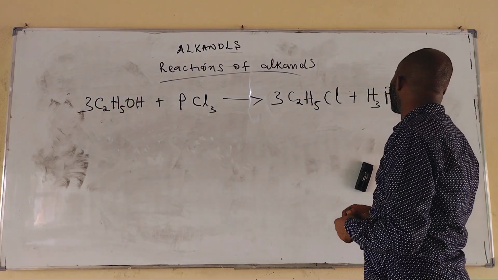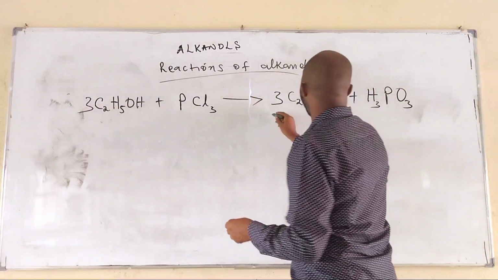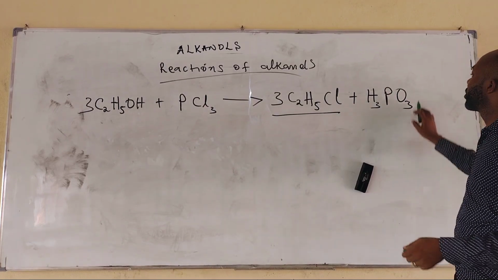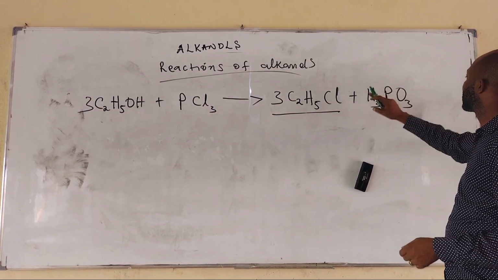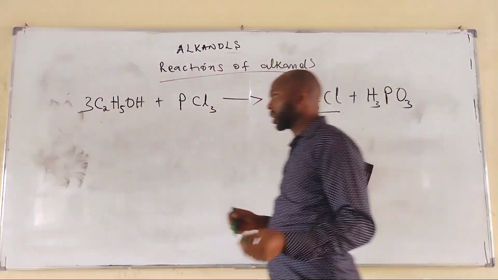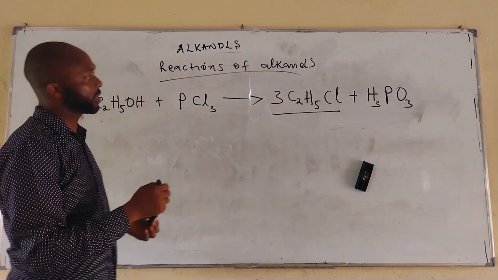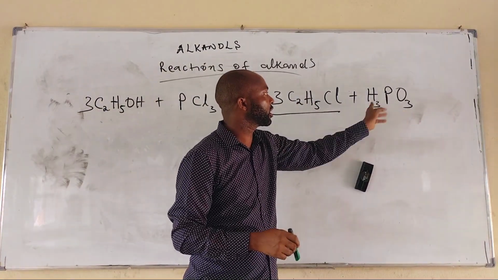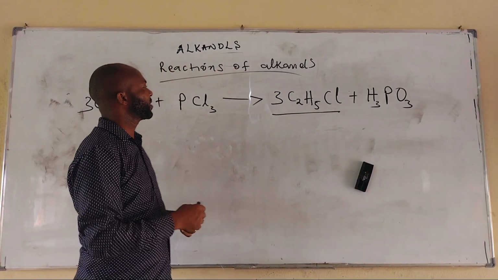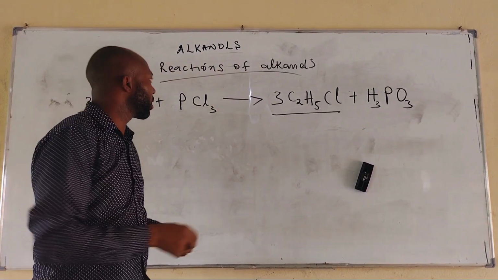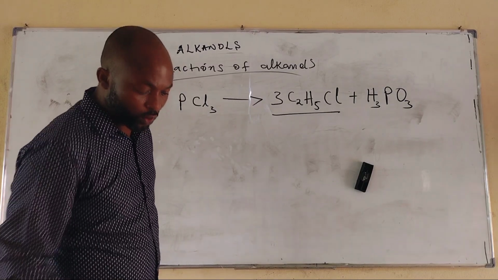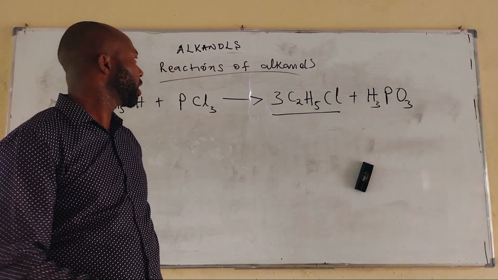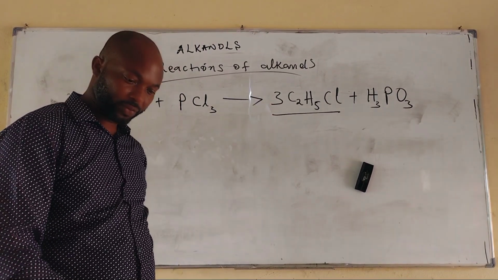This is our haloalkane and phosphorous acid, H3PO3. If you calculate the oxidation state of that compound, phosphorus is plus 3, so this is a phosphorus 3 acid product. So now we have that. We say ethanol reacts with phosphorus trichloride to give chloroethane.